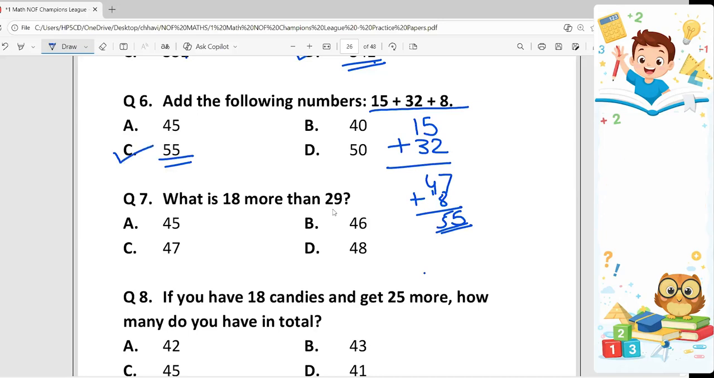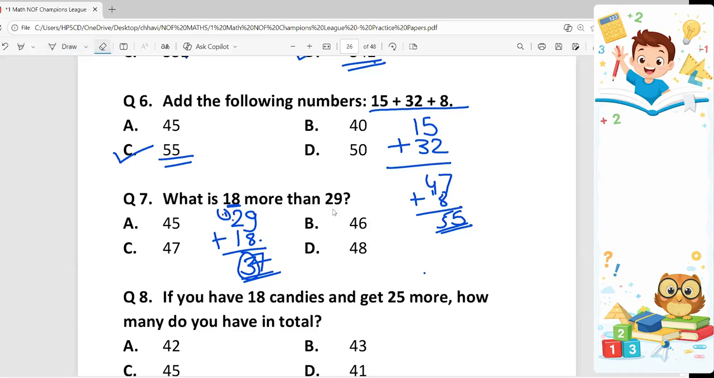What is 18 more than 29? Now we have 29 and we have to find 18 more than it. That means we have to add. Now when we add, 8, 8, 16 plus 1 is 17, and 1 carry, 2, 1 and 3. 37. Oops. My bad. 2 plus 1 is 3 plus 1 is 4. So it is not 37, it is 47. Okay. So option C is the correct one.